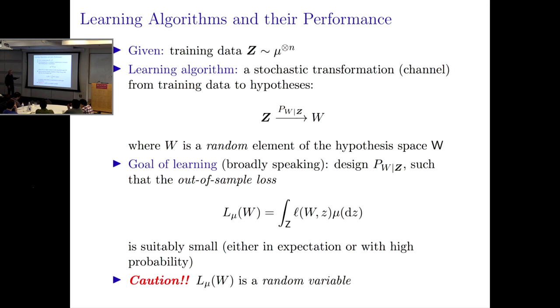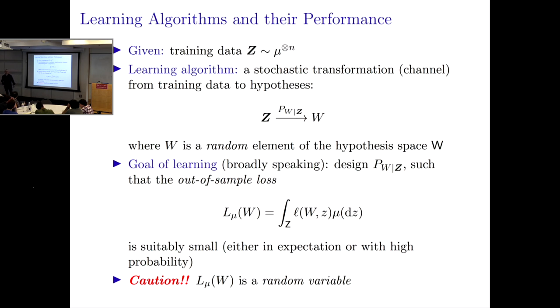And this is a sample from this n-fold tensor product of mu, just a fancy notation for saying I generate a sample of n instances independently from mu. And a learning algorithm is basically a stochastic transformation, or as information theorists would call it, a channel, from training data to a hypothesis. So we have some Markov kernel, that would be the fancy term.